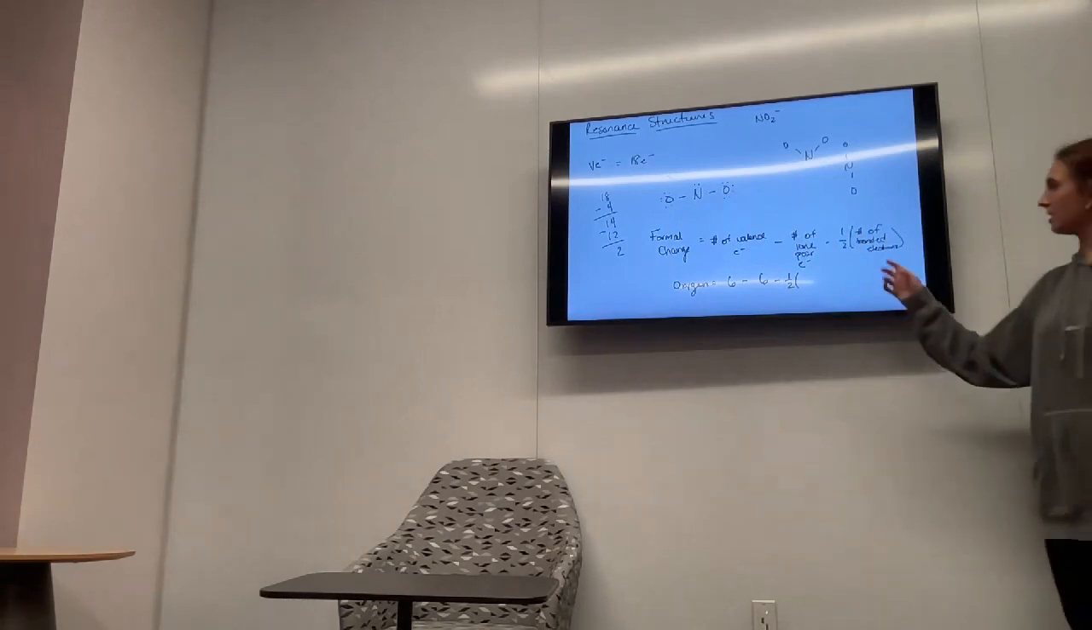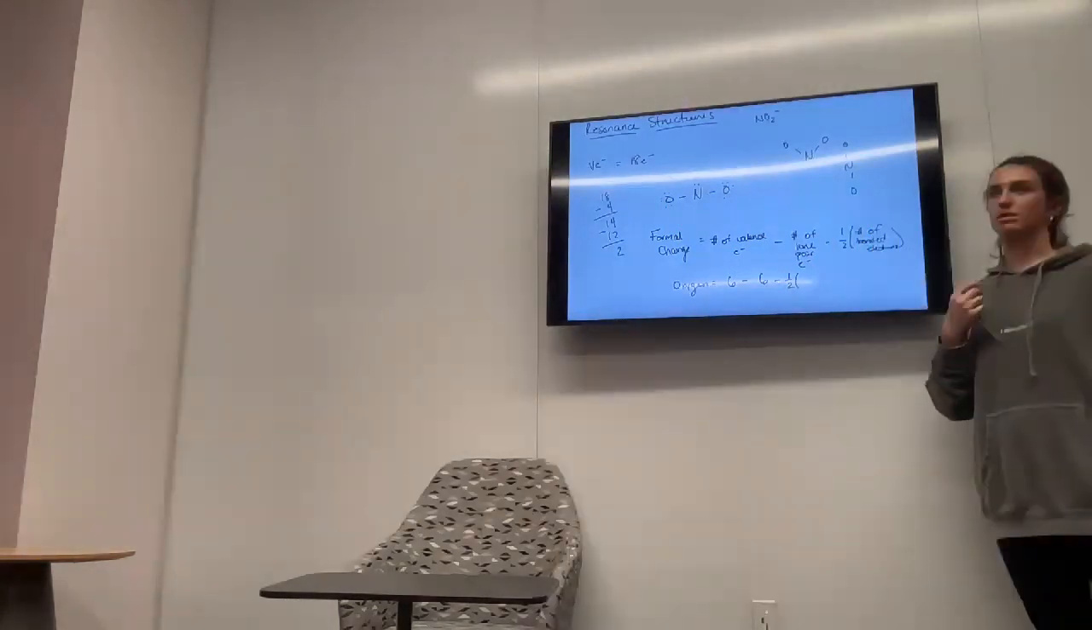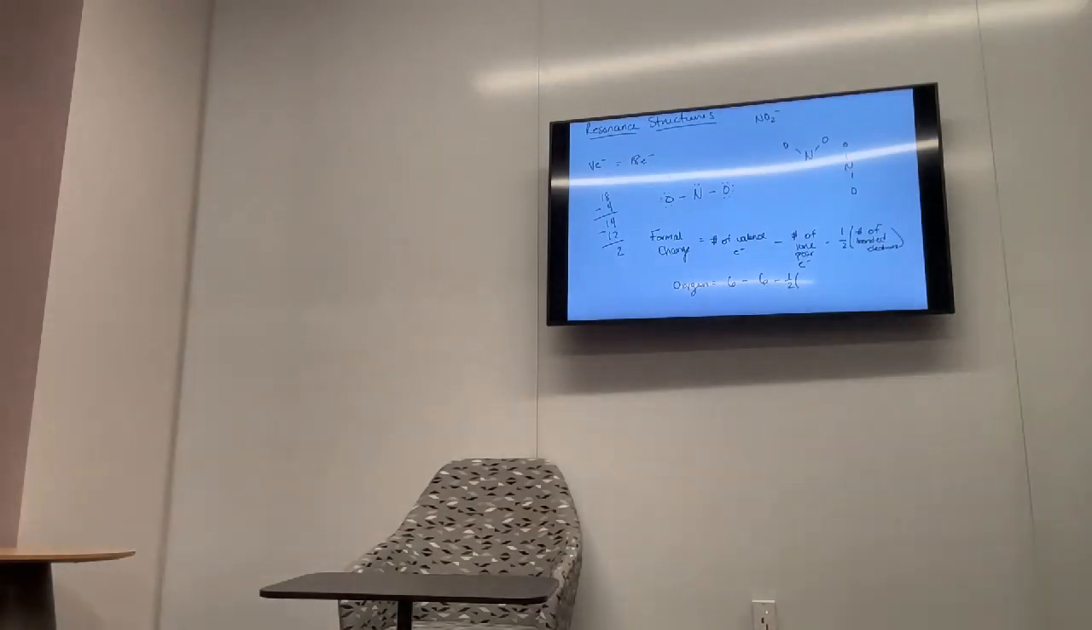Okay, so how many bonded electrons do we have? 2. Okay. So you have 6 minus 6 minus 1/2 of 2, which is 1. So what does our oxygen formal charge come out to be? -1, right?